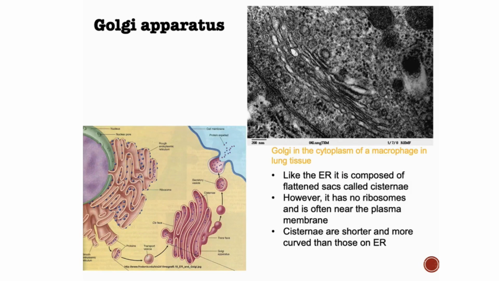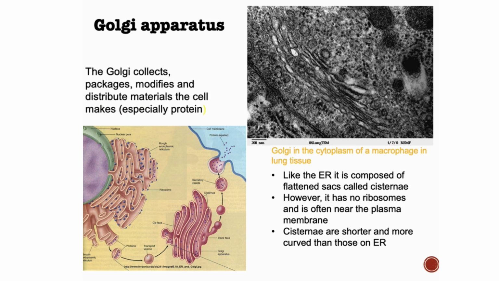Golgi apparatus: here you see the Golgi apparatus in the cytoplasm of a macrophage from lung tissue. Like the ER, it is composed of flattened sacs called cisternae. However, it has no ribosomes and is often near the plasma membrane. The cisternae are shorter and more curved than those of the ER. The Golgi collects, packages, modifies, and distributes material the cell makes, especially proteins.